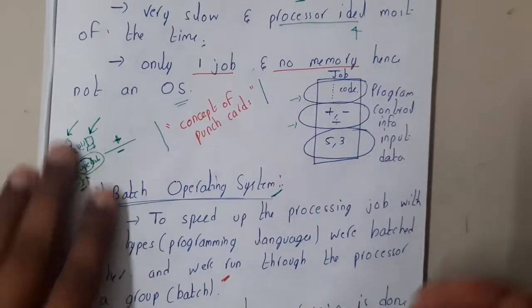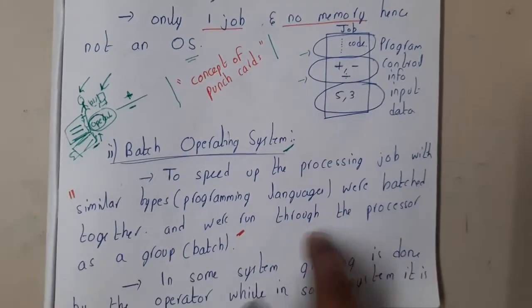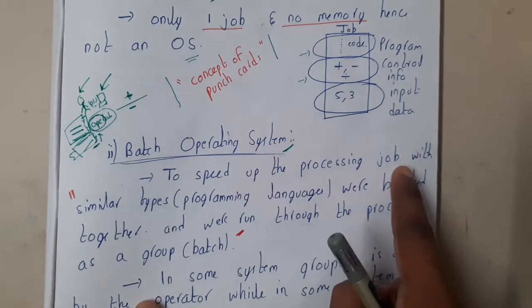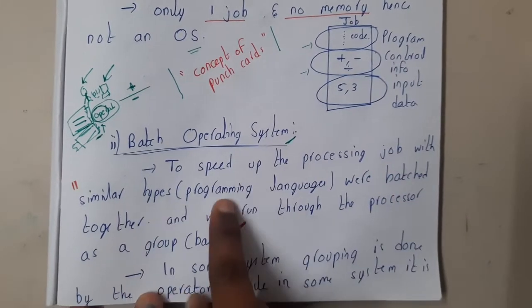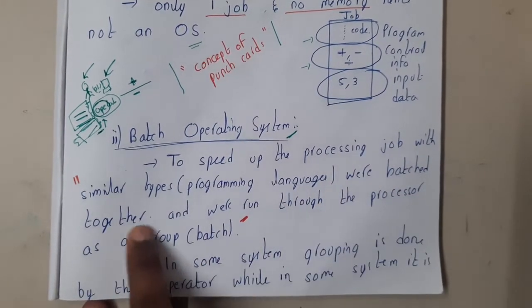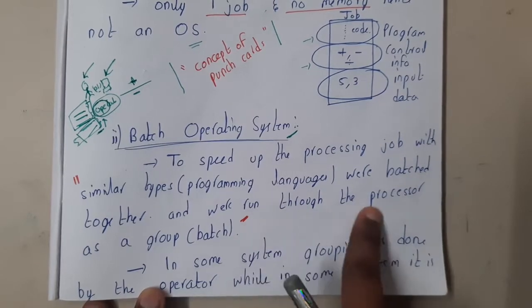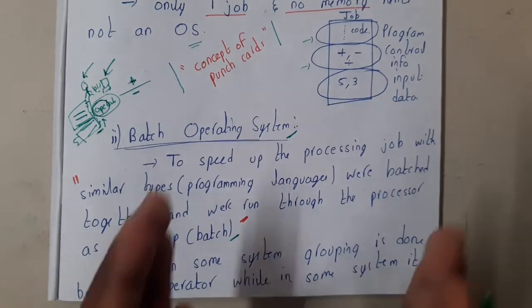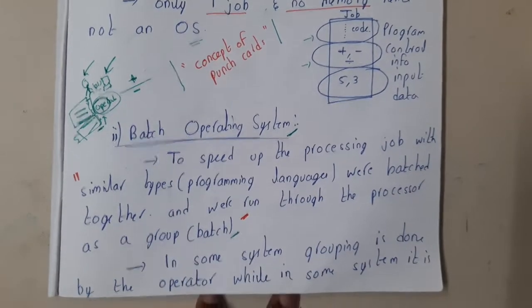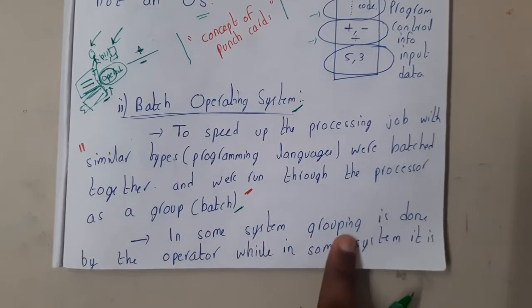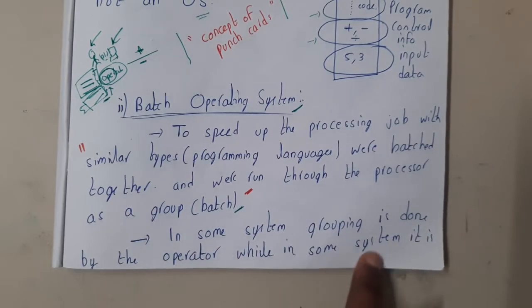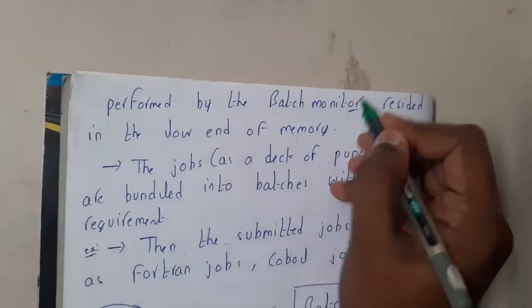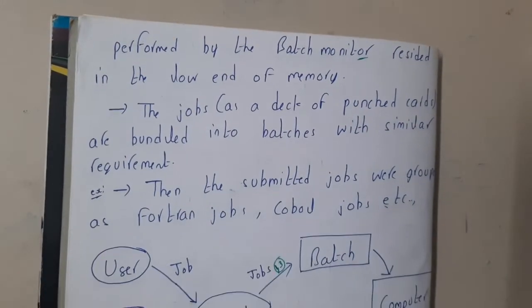Yes. So let us continue with the spooling. Let us go through the theory once. To speed up the processing, jobs with similar types or programming languages were batched together and were run through the processor as a group of batches. So basically we made them into batches, and now we are running them one after the other in batches only. Okay, moving on. In some systems, grouping is done by the operating system, while in some systems it is done by humans. So basically this batching could be done by humans as well as the computer itself.